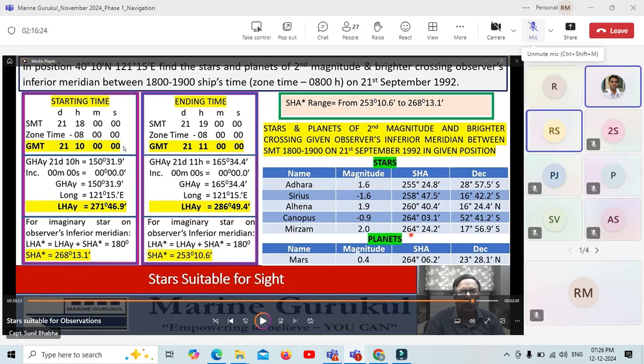Sir, where did you get the magnitude of this planet from? Beta, go to this date, 21st September 92, and open the almanac. Yes, sir. You have the Mars column there. Look at what is written next to the name Mars, beta. You have a number? Plus 0.4. Okay, sir. Yes, that is the magnitude.